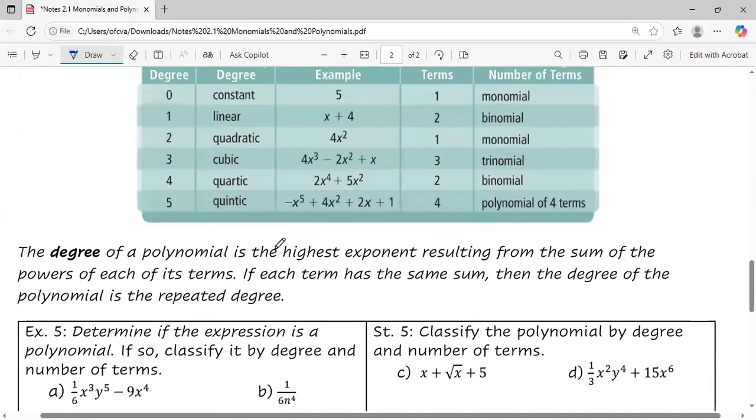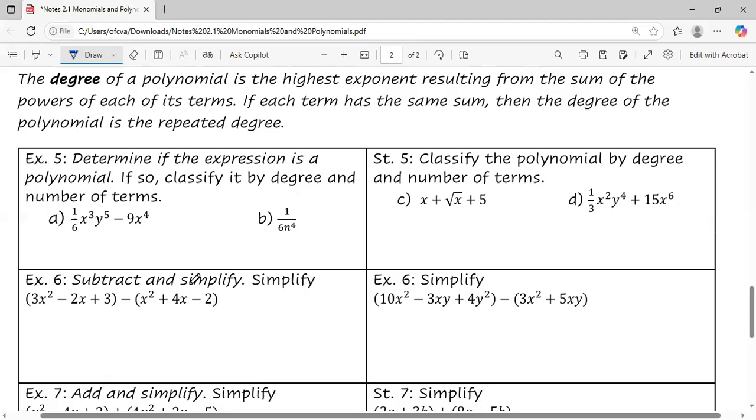Now, anything of a degree greater than 5, we don't have a word for it. We call it degree blank, whatever the degree is. So since this is a degree 8 and there are 2 terms, this is a binomial degree 8. And that's what we write.